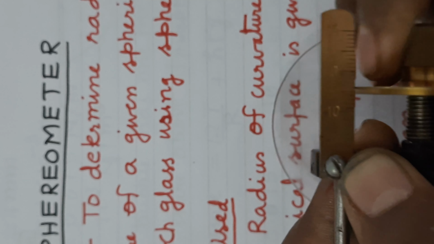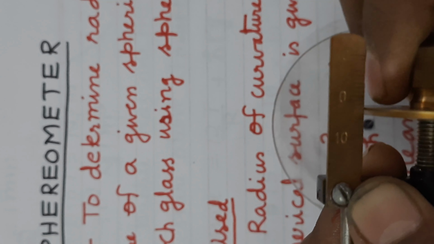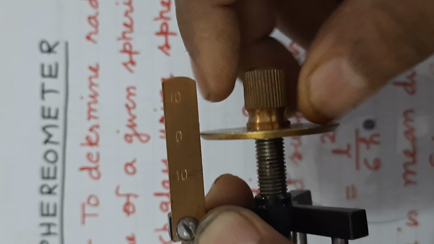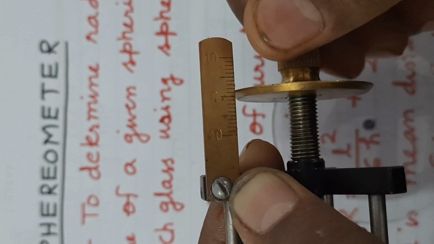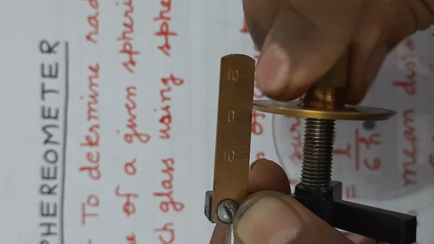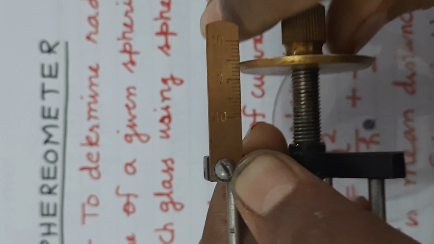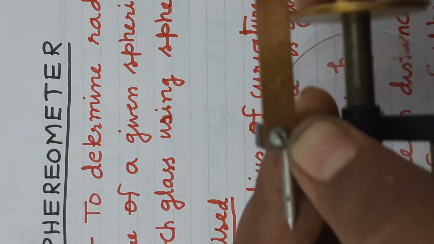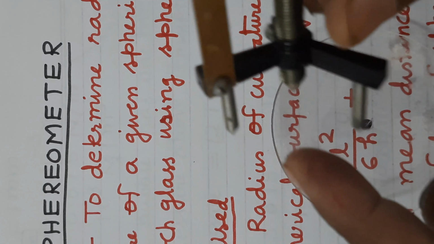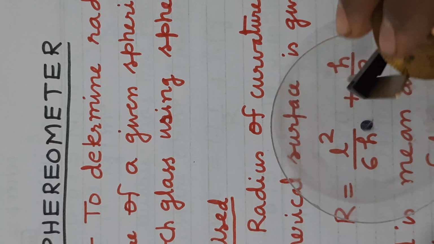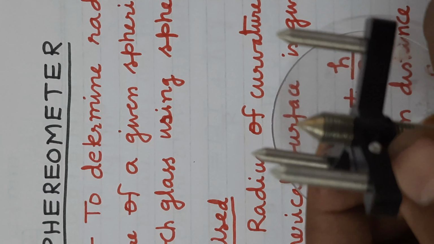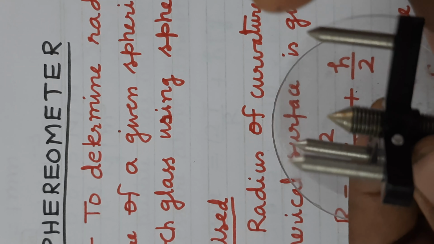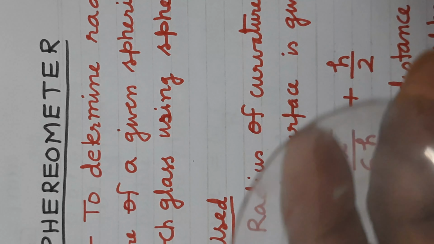Now how will you place it on a curved surface? First you will sufficiently raise the tip of the screw. I am rotating this. You can see here, when the tip is placed here, you will find it at a lesser level than this. Now it will be placed here. This is the convex surface.